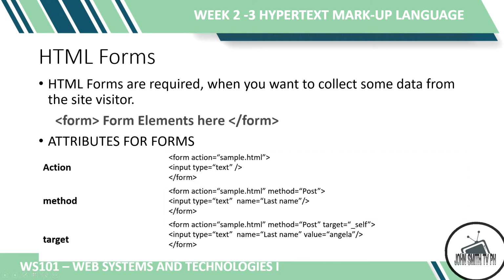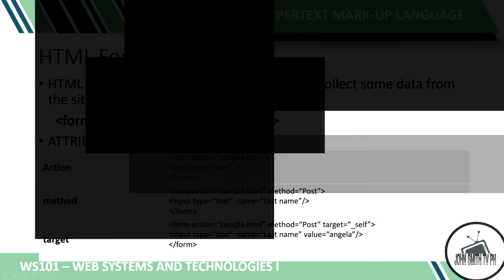Action attribute. Action is required in a form code block. It is a script pointer that processes the form on the server side indicated by a relative path or by a full URL to a script on a server or somewhere else.